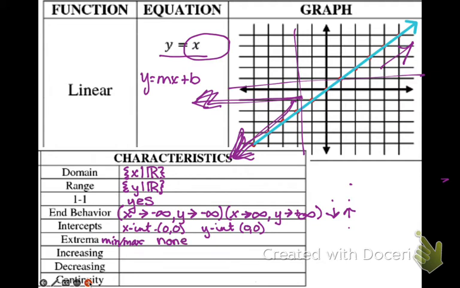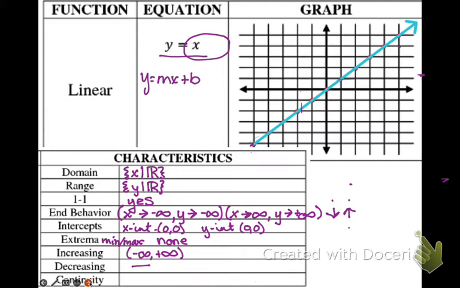Okay, where is this graph increasing or decreasing? Does it have any extrema? Because I said increasing and decreasing happens at extrema, yes? Does it have any? No. So it's doing one thing the whole time. Is it increasing or decreasing from left to right? Increasing. So it isn't decreasing ever. So from negative infinity to positive infinity, it is increasing.